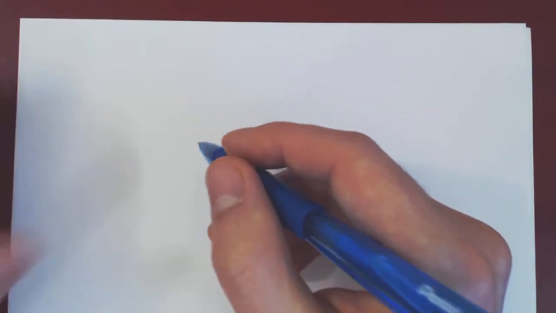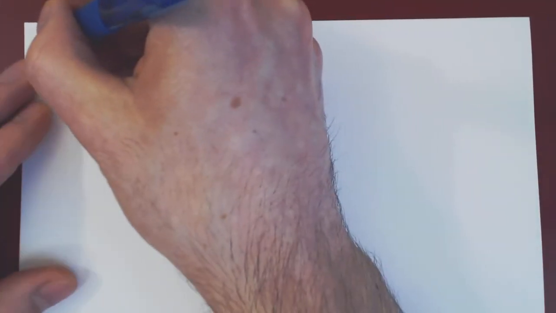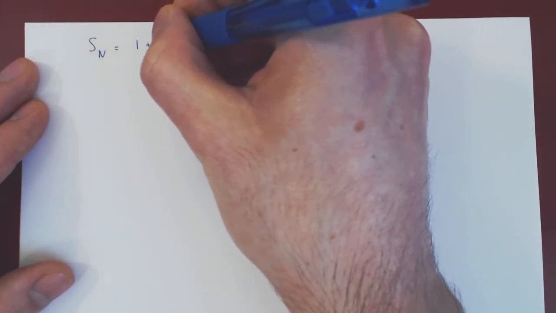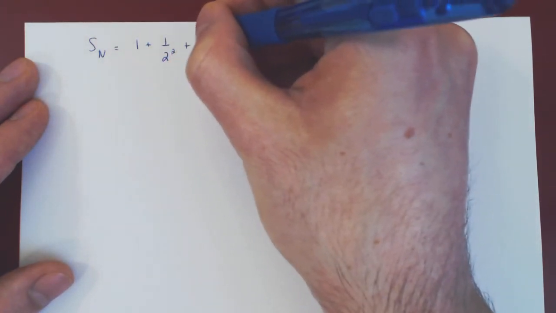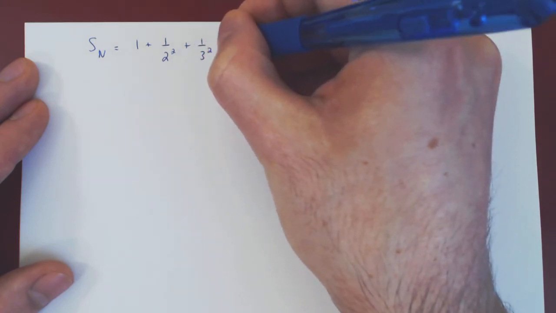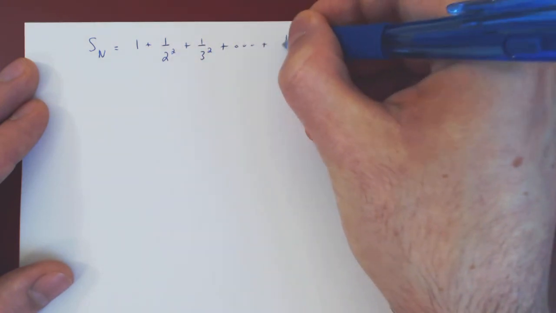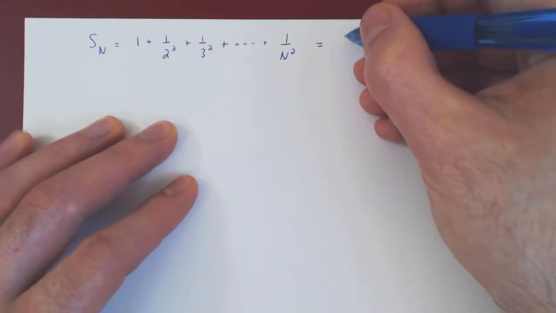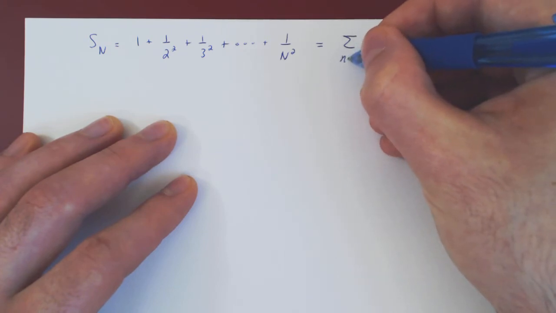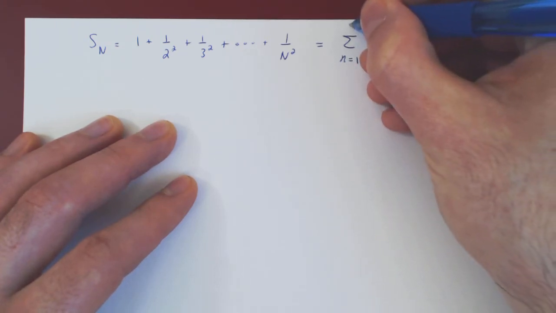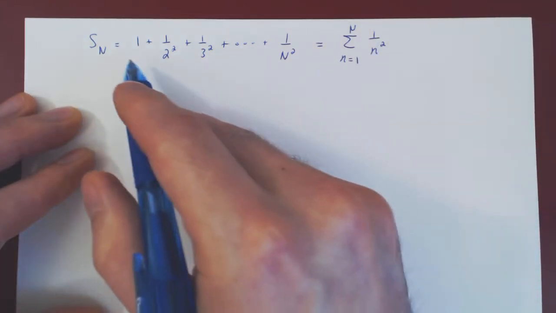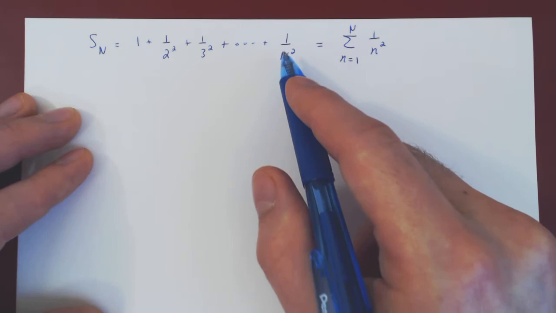So let me just look at the sum again. If you recall, Sn is the sum of the reciprocals of the squares from 1 to uppercase N, which you can write very concisely using sigma notation as the sum as lowercase n goes from 1 to uppercase N of 1 over lowercase n squared. And now we have to prove that this is bounded for every n.